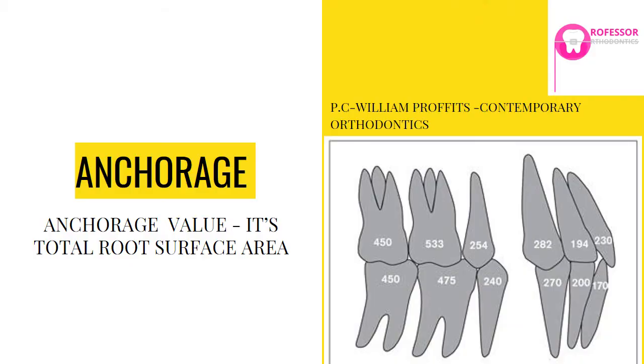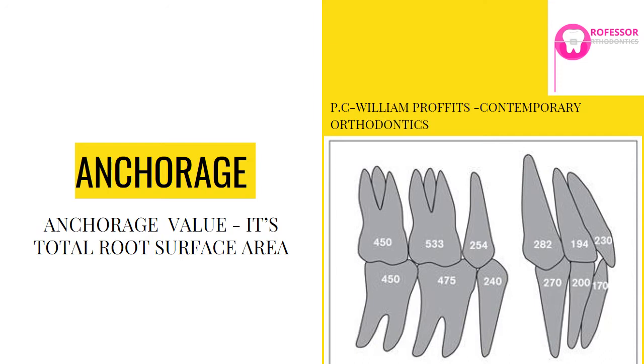So let's get started. Before we start understanding anchorage, let's go to the definition of anchorage. Multiple authors have given multiple definitions of anchorage, but the most important and commonly used are the ones given by Moyers, Proffit, and Nanda. Now, Moyers defined anchorage as resistance to displacement. That's all. Resistance to displacement. Obviously, when you say displacement, you're talking about displacement of the anchorage unit.